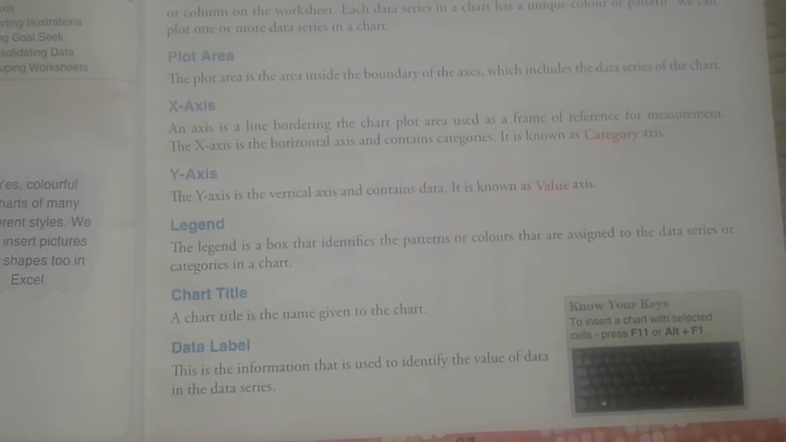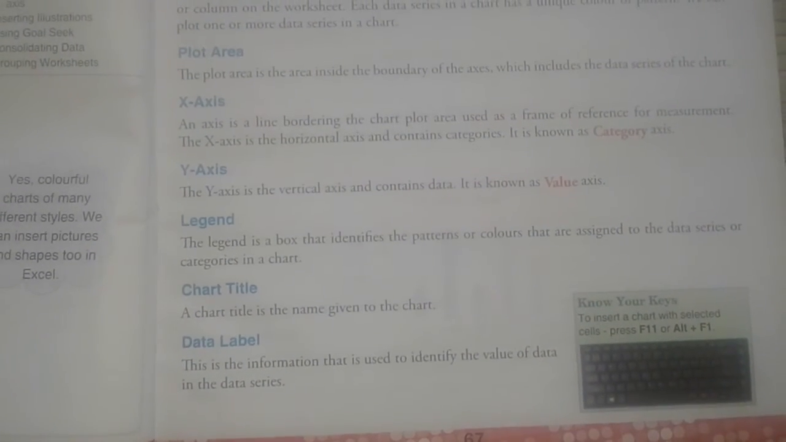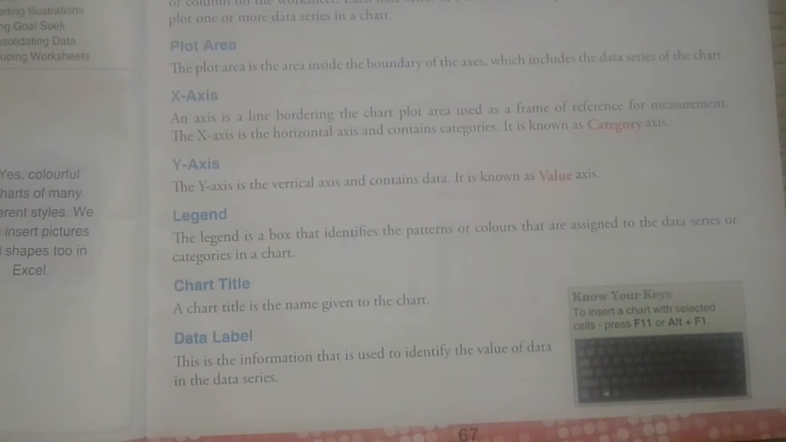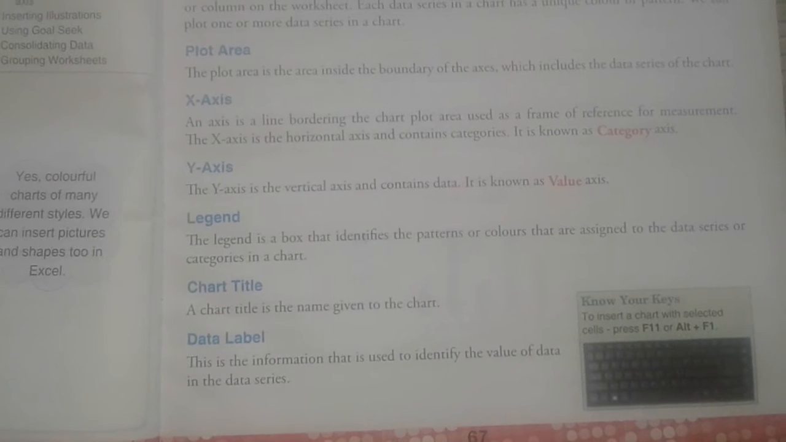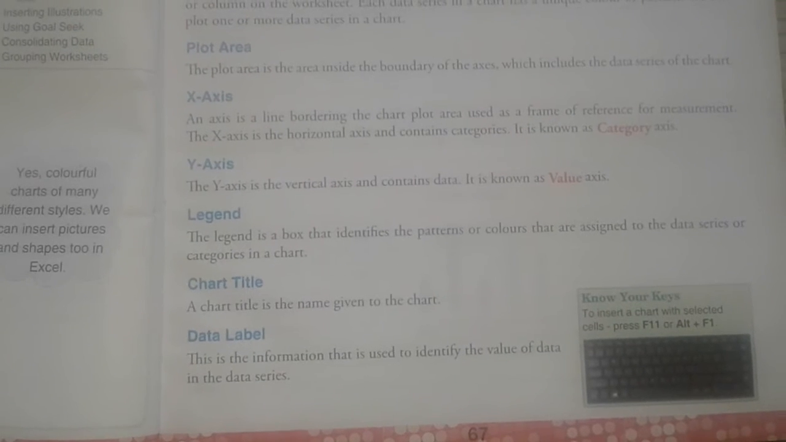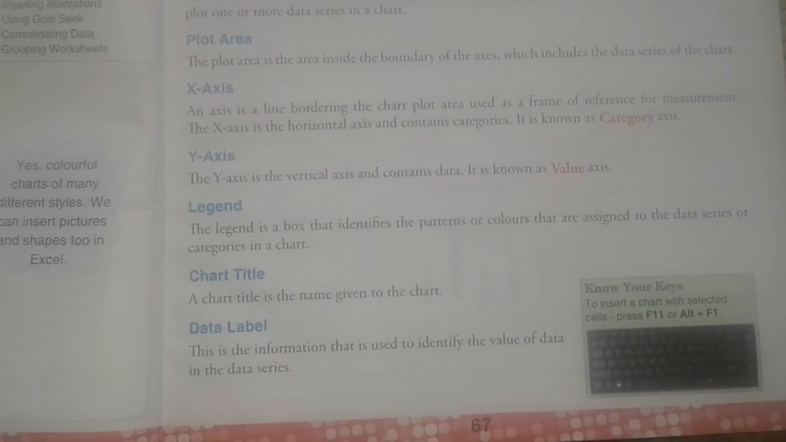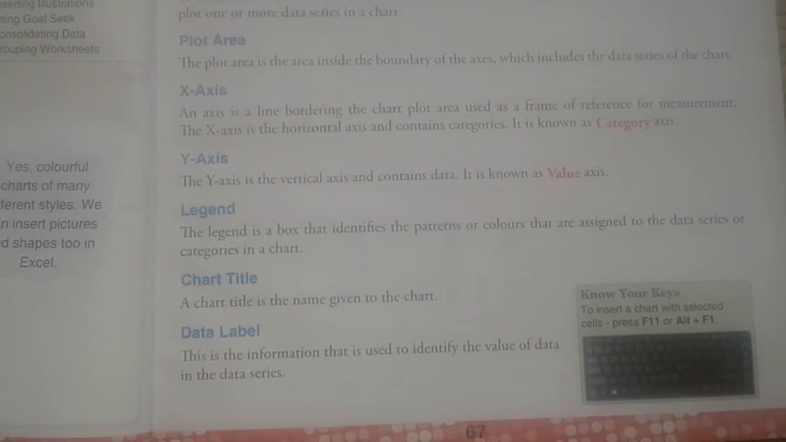And x-axis is the line boundary of the chart plot area used as a frame of reference for measuring. It is the horizontal axis and contains categories. It is known as the category axis also. And what is y-axis? Y-axis is a vertical axis that contains data. It is also known as the value axis.